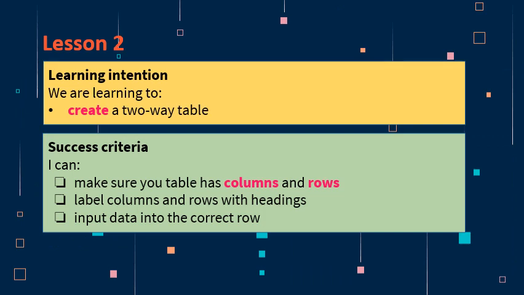Okay, so creating two-way tables, we need to make sure that the tables have columns and rows. That's one of the features of a table. Secondly, that you label your columns and rows with headings, so we know what the data in the columns means, and we also know what the data in the rows means. And lastly, making sure that when you input data, so you'll be inputting some raw data into tables, that's data that hasn't been sorted, it's just been collected, making sure that it goes into the correct row and column.